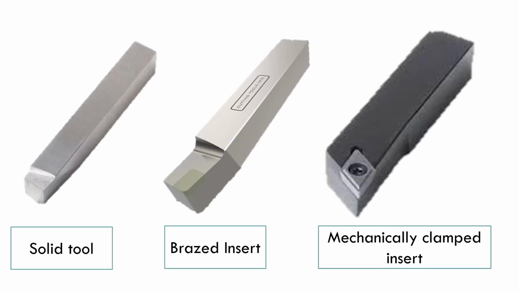Let us look into the example for the actual tool. The first one is a solid tool, which looks like this, and then we have the brazed insert. There are brazed on the area here. And the last one is the mechanically clamped insert. If you can see, this is the insert. It is clamped on the tool holder like this one, so that we can save some money for the expensive tool. We only use the tips on this area for the cutting.